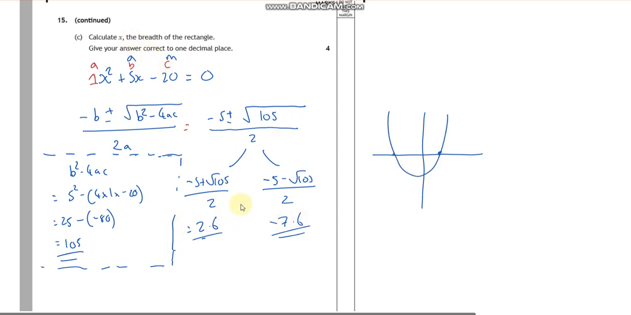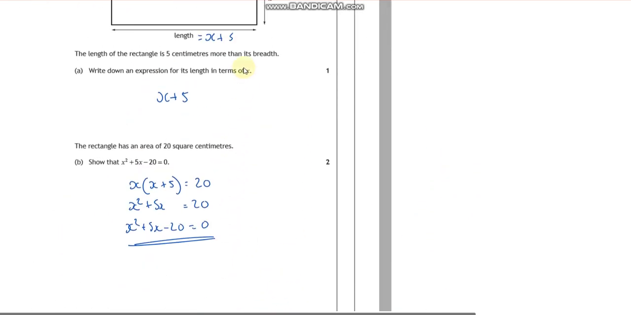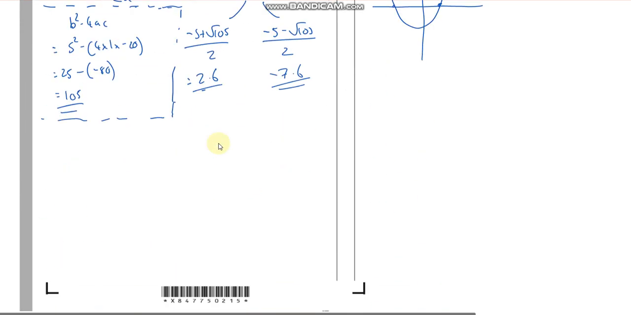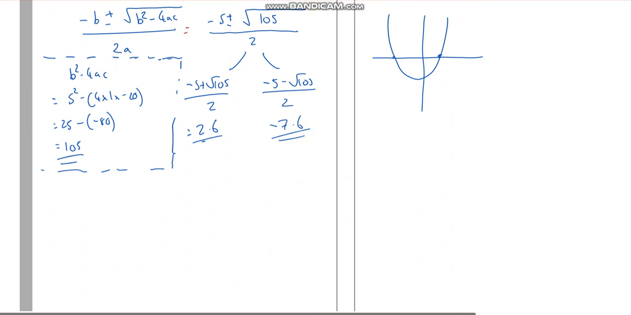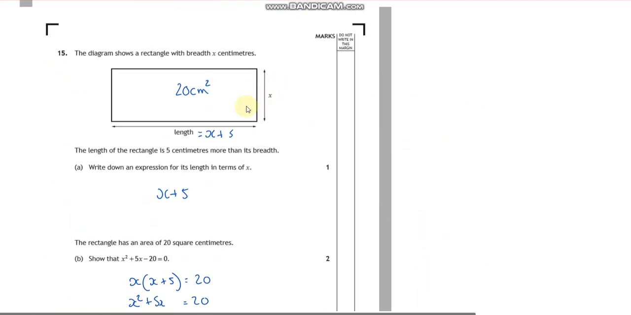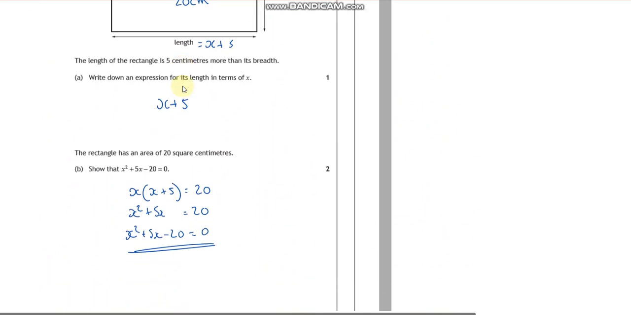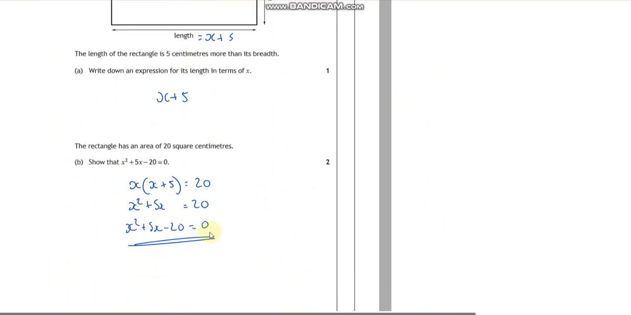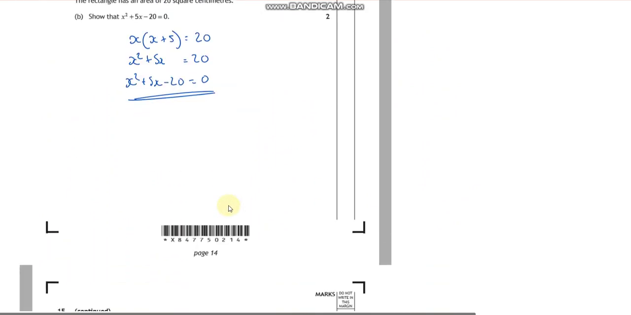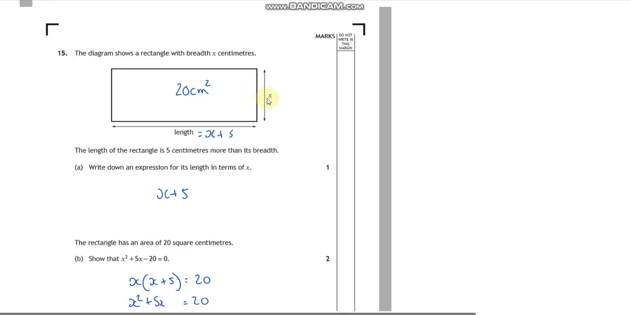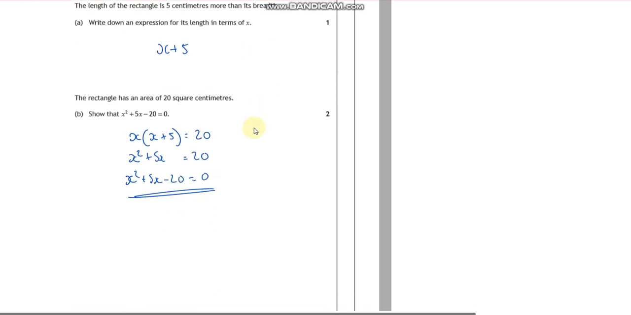So what's my solution though? Does that make sense? Can I have x is negative 7? No, it doesn't really make sense. I've solved that, but that answer doesn't actually ring true. So then I need to select this and say nope to that one. Okay, so my answer is 2.6. When I put 2.6 in here, that's going to give me 20. And that's also going to give me 0 when I do it this way. Whereas I've got a negative 7.6, well, it doesn't make any sense. I can't have a negative length.